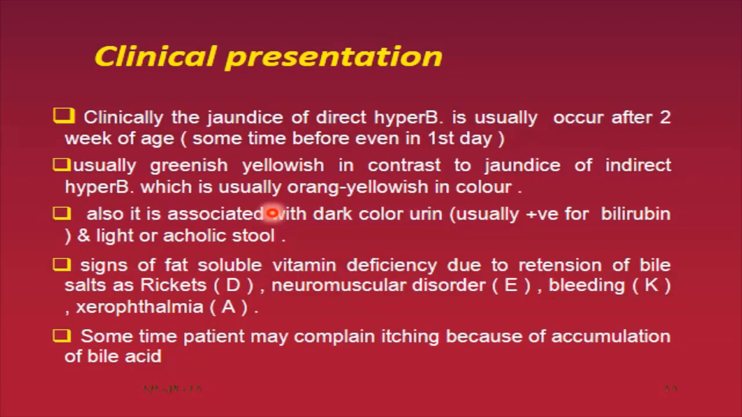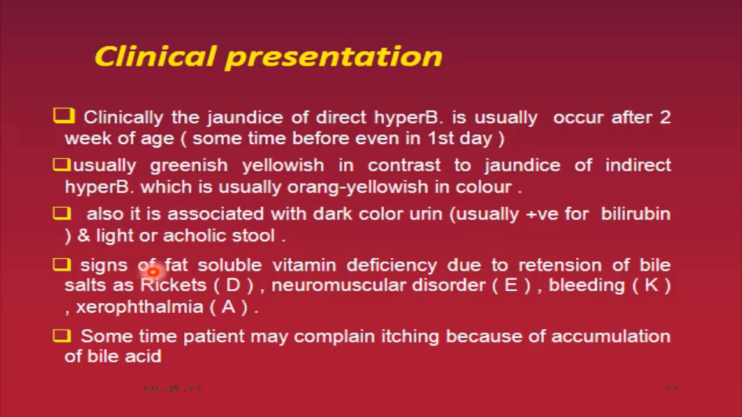Now, the clinical presentation of patients with cholestasis. Clinically, usually the jaundice occurs after 2 weeks of age, but sometimes can be before this age and even the first day of life, as in some cases of TORCH infection. Usually, the color of jaundice is greenish yellowish, in contrast to jaundice of indirect hyperbilirubinemia, which is usually orange yellowish in color. It may be associated with dark color urine and light acholic stool.